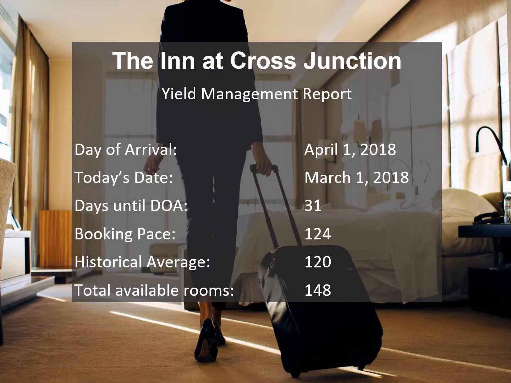Okay, so here we go. We've got the yield management report for the Inn at Cross Junction. As you can see, we have the date of arrival, today's date, the days until they arrive, the booking pace, which is how many we've sold to date, our average, and total available rooms. Our booking pace is ahead of the historical average, so if you look at it from that perspective, we're doing pretty good.